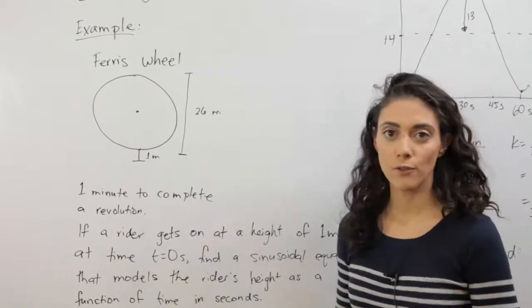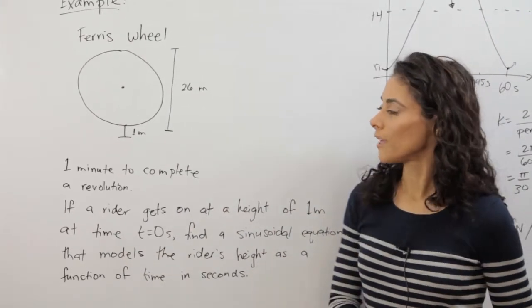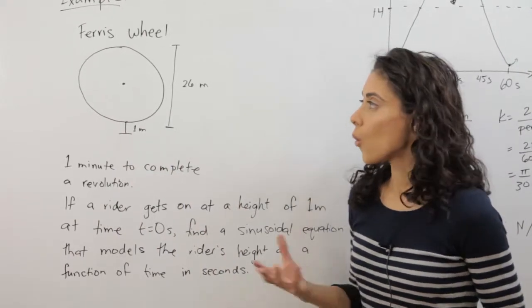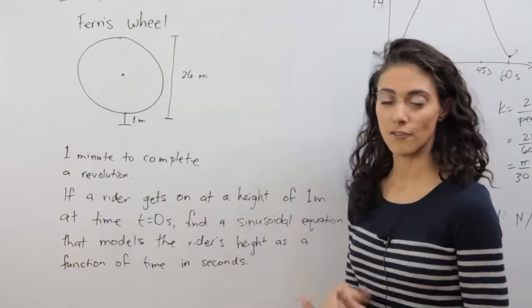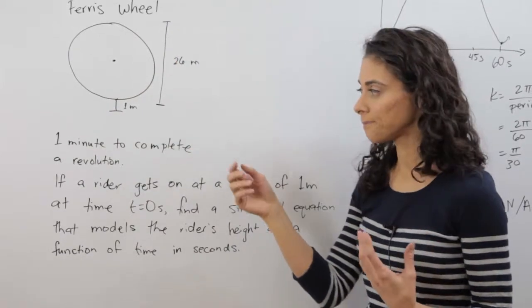Let's say it takes 1 revolution to complete a full cycle on this Ferris wheel. We want to know, if a rider gets on here 1 meter above the ground at 0 seconds, find an equation that models the rider's height as a function of time. How high are they 10 seconds later, 20 seconds later, etc.?